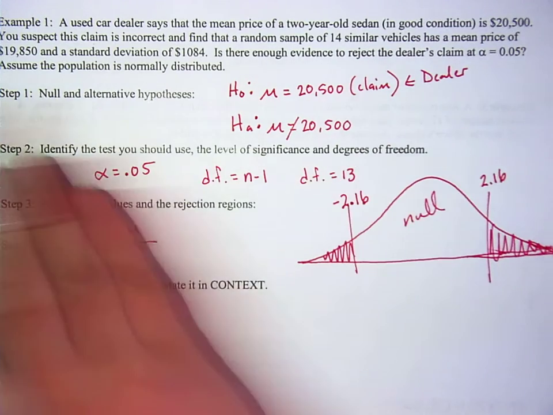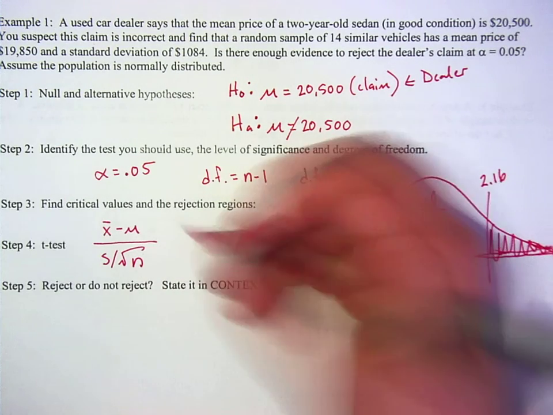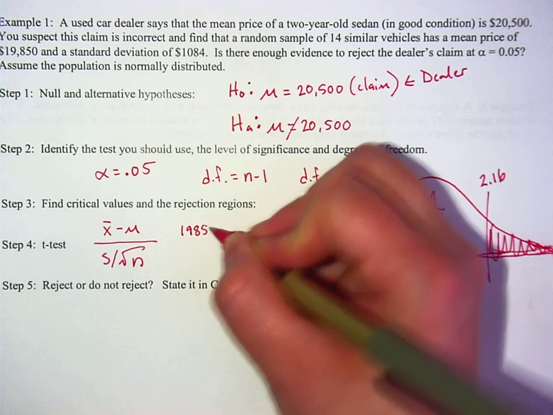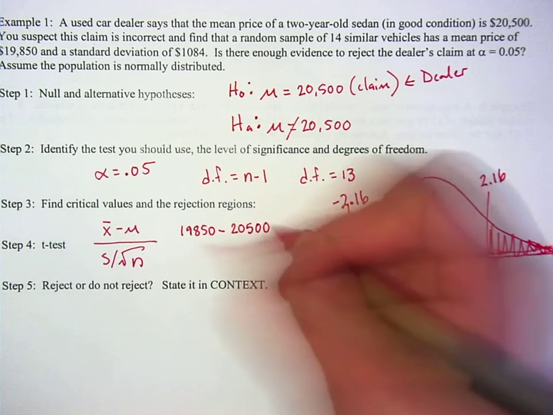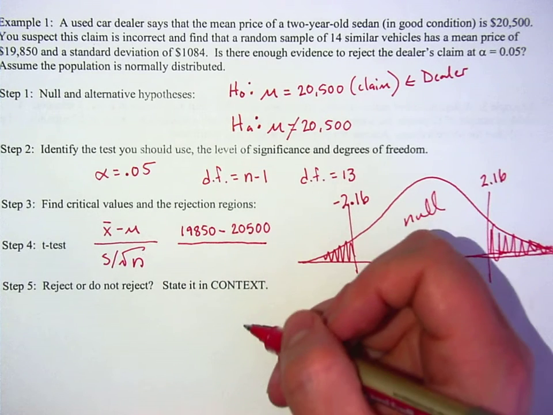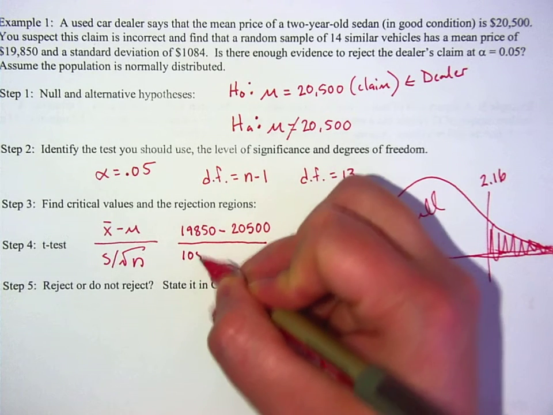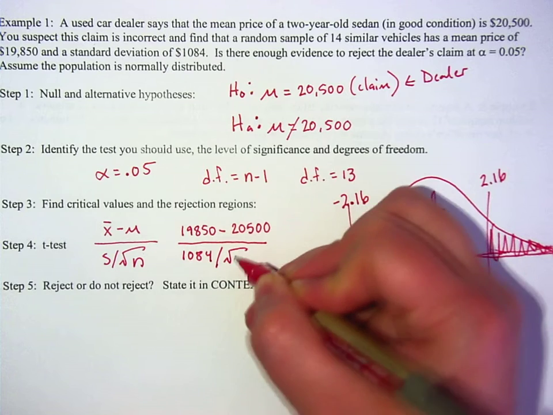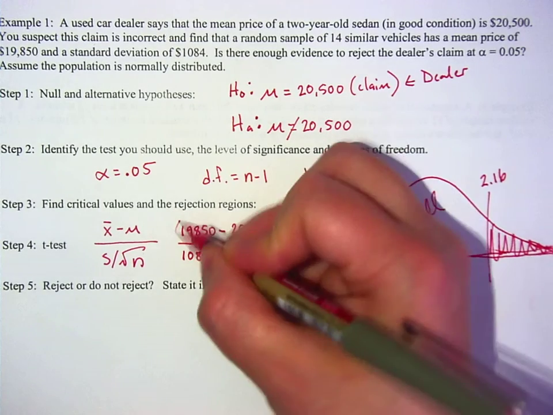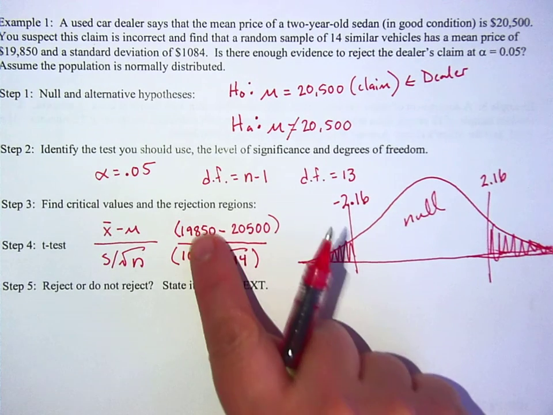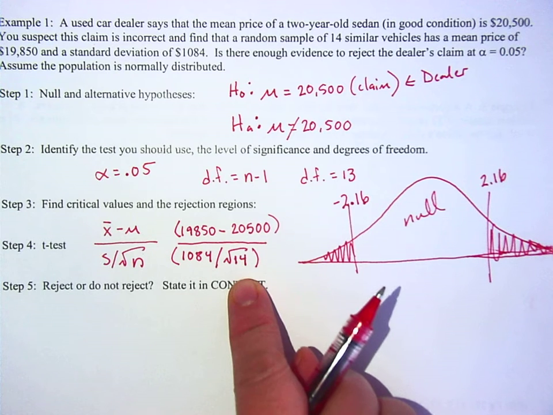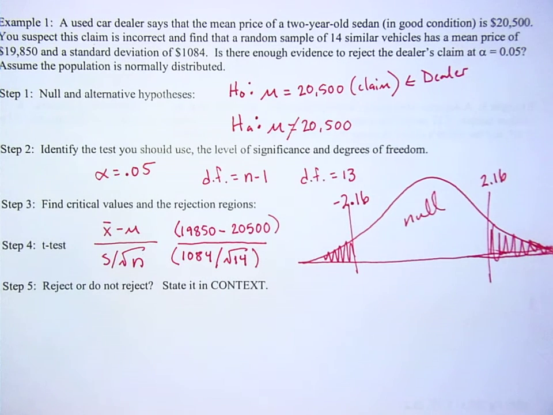The X bar, the sample mean, was 19,850 minus the mu, the estimated 20,500, divided by the sample standard deviation of 1,084 divided by the square root of 14. I just did that really fast, so I'm going to give you time to do two things. Look up. I want you to make sure you understand where all of these numbers came from in the problem, and then also put it in your calculator and see if you can do this correctly.